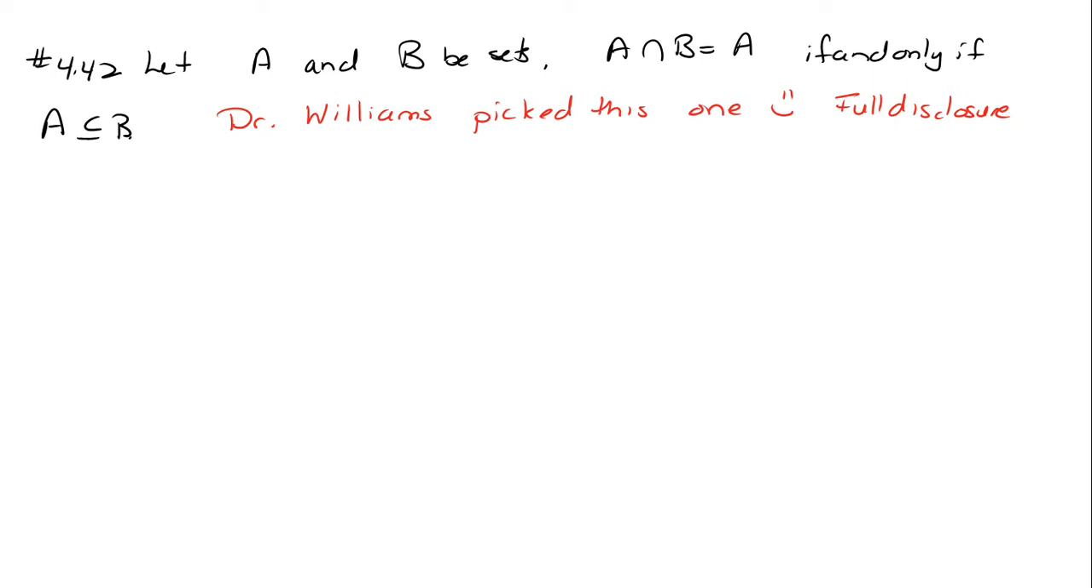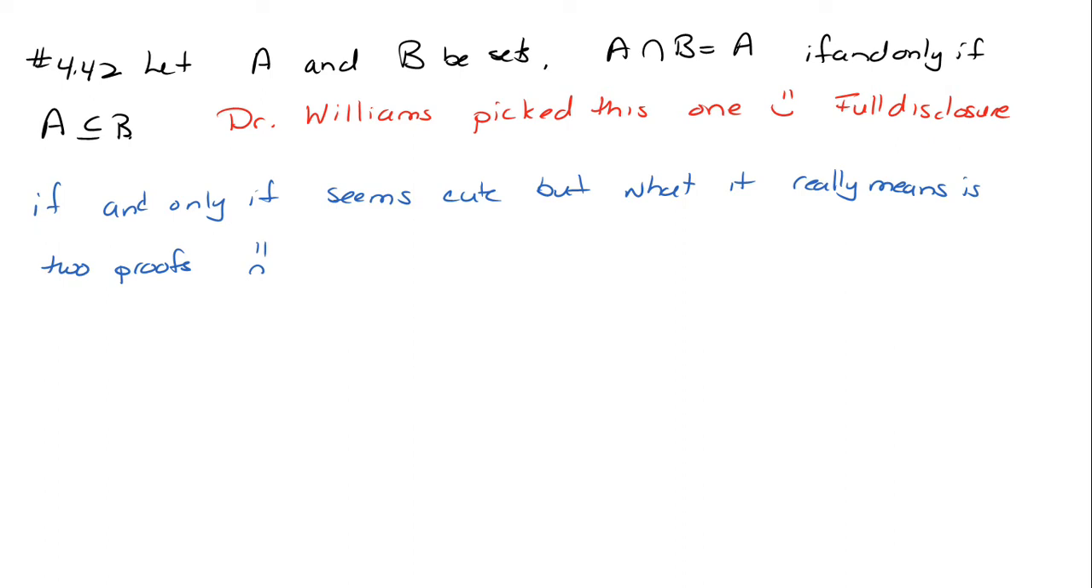By the way, Dr. Williams picked this one. I just want full disclosure as you're listening through this, but you'll be glad of it because this shows you what's really important is bookkeeping type proofs, which you do see a lot of in real analysis, which makes it really difficult if you're not into bookkeeping because then those proofs you can get tangled up in quite a bit.